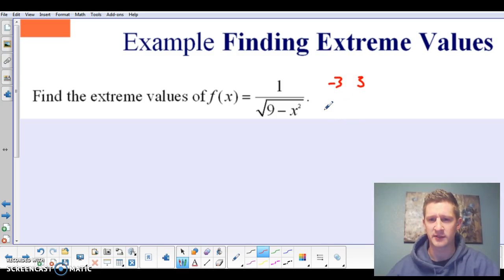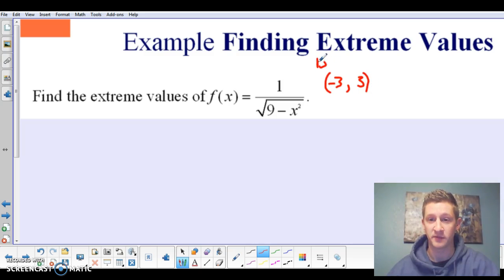Now what's going to work? Well, I need x squared to be something that's less than 9. Because if I were to plug in, let's say, 4, 4 squared is 16. 9 minus 16 is -7. You can't take the square root of a negative number either. So the only numbers I can plug in are the ones that are in between -3 and +3. So really what I can do is turn this into an open interval.